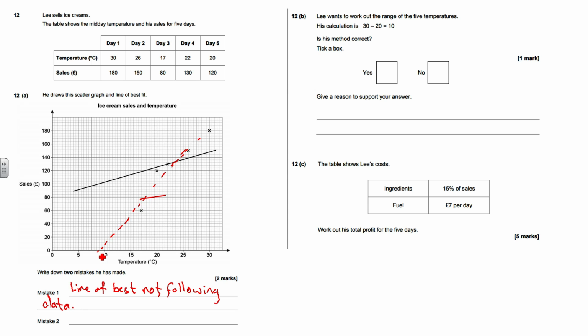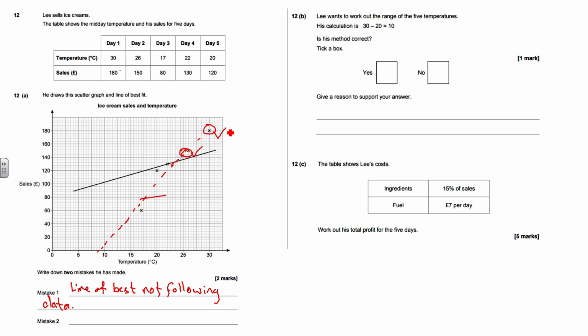Now, mistake 2, having checked out the axes, spotted the line of best fit, the only place we can really have an issue now must be in the coordinates he's plotted. So let's check those through. 30, 180, the first point is correct. Day 2, 26, 150. Again, nothing wrong with that.